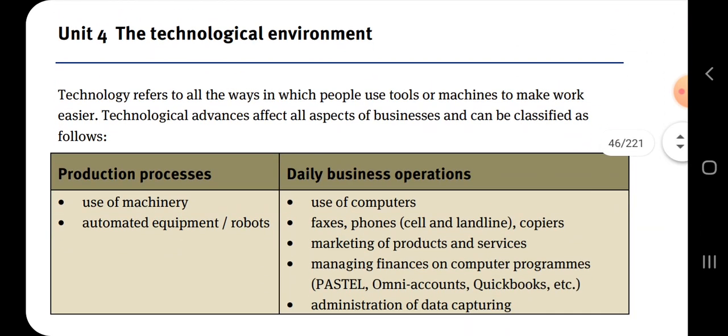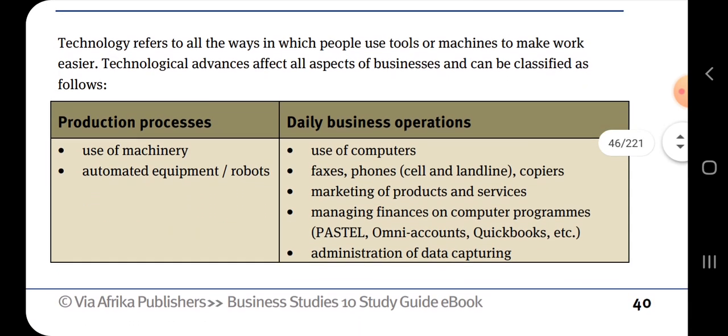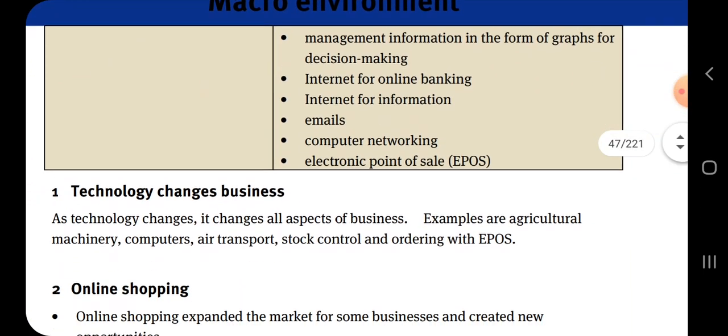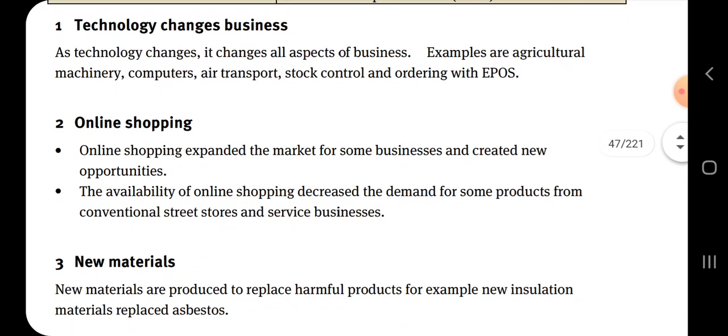And there's also the technological environment. China is probably leading with technology. Technology refers to all the ways in which people use tools or machines to make work easier. So that is technology. It makes life easier. So the production process uses machinery, automated equipment. But daily business operation makes use of computer, fax, managing finances on computer programs. That is because of technology. Makes life very easy. So technology changes business.